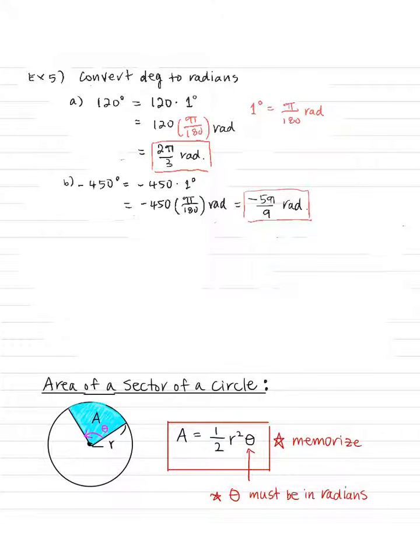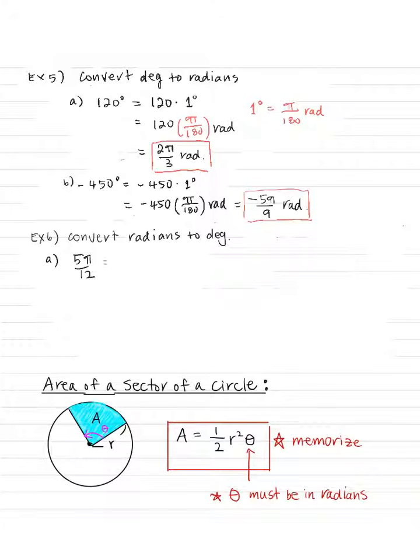Now let's do it the other way around. Let's go from radians to degrees now. Okay, so I'm going to call this one example 6. So convert radians to degrees. Okay, so let's do another couple of examples of this. So let's go with 5 pi over 12. Okay, so 5 pi over 12 radians is how many degrees?